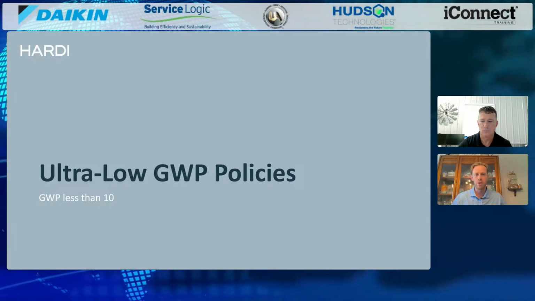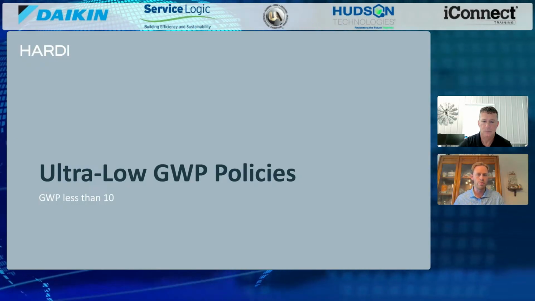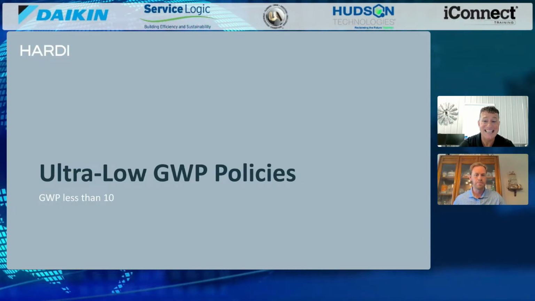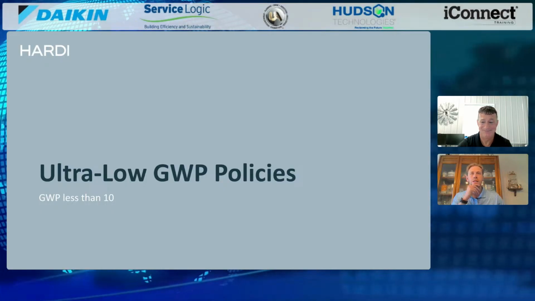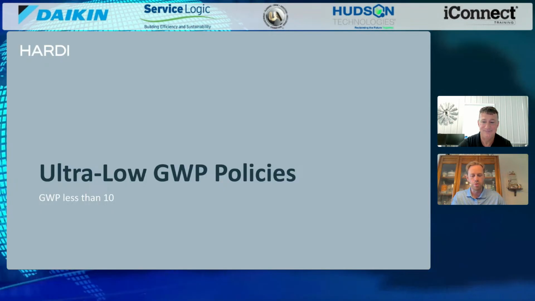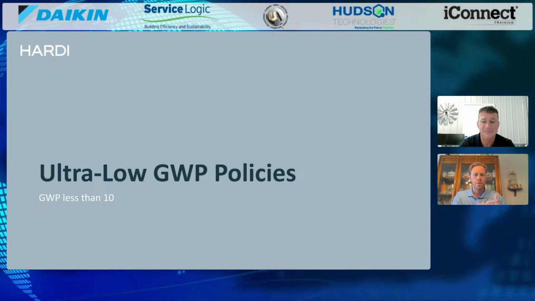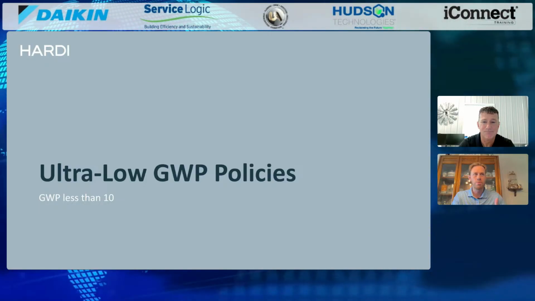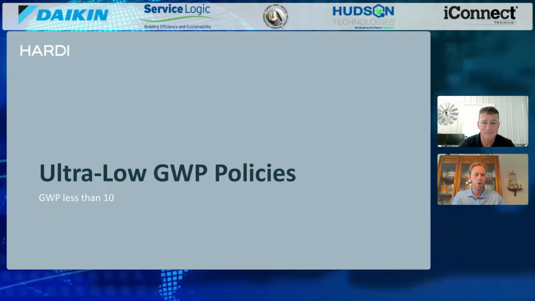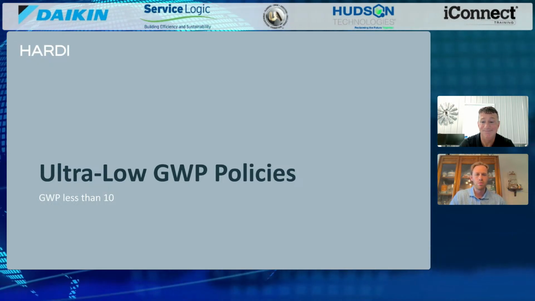And for those that might not be aware, ultra low means your global warming potential, GWP, is less than 10. So when you think less than 10, you think about what refrigerants are actually going to be available out there. Below 10, that's your carbon dioxide, your ammonia, and propane. And my mind jumps to residential.